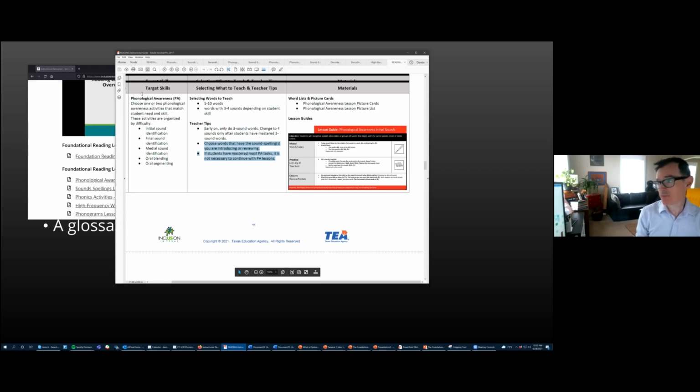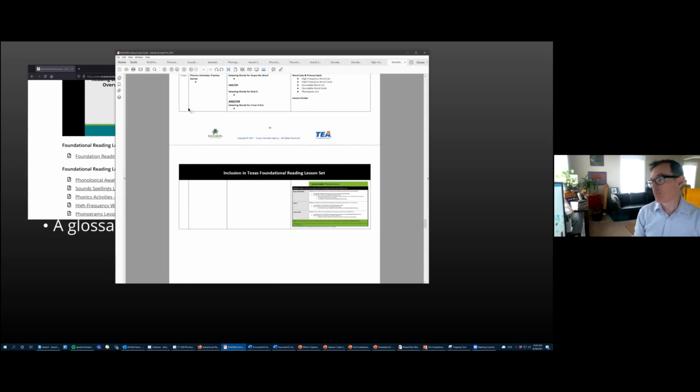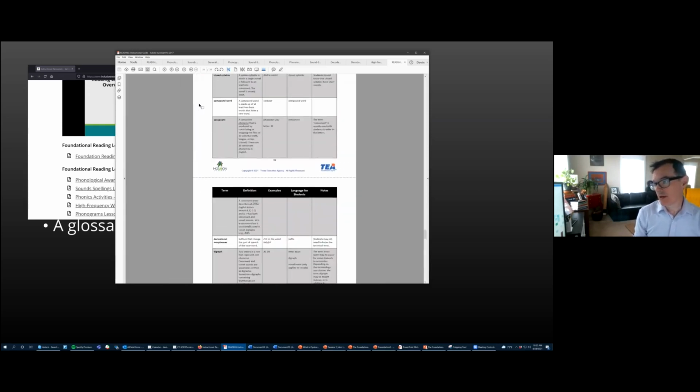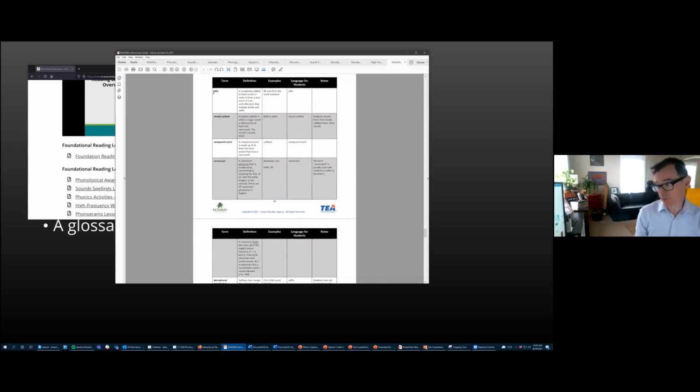So that's most of the guide. The last thing that's in this is a glossary. The glossary is here because we wanted to make sure that people had a common language for things. For example, things like closed syllables, not everybody knows about that. And so we wanted to make sure that people had an understanding of those things.